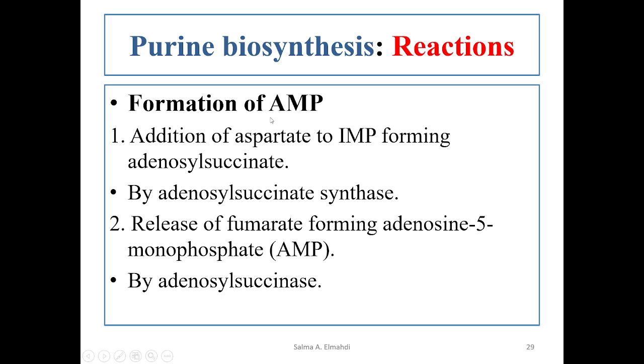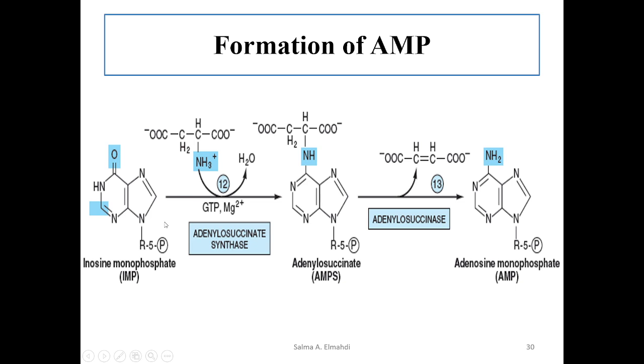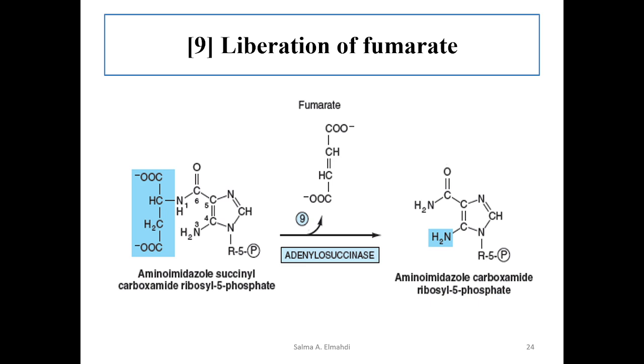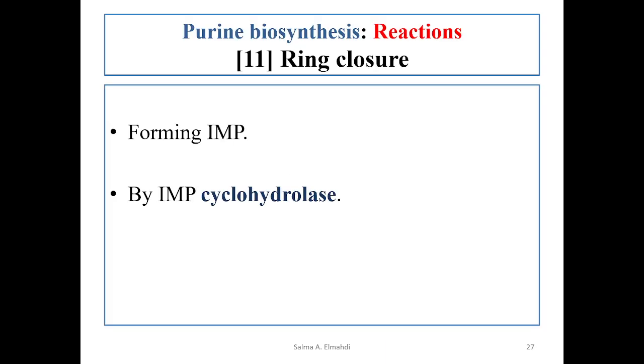Regarding formation of adenosine monophosphate, we start by addition of aspartate to IMP to form adenylosuccinate, and then by a synthetase, there is a release of fumarate, just similar to the other reaction I've just come across. So inosine monophosphate with addition of aspartate, in this reaction here, is similar to this one here with release of fumarate.